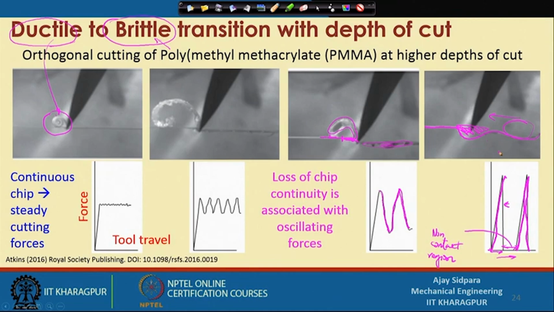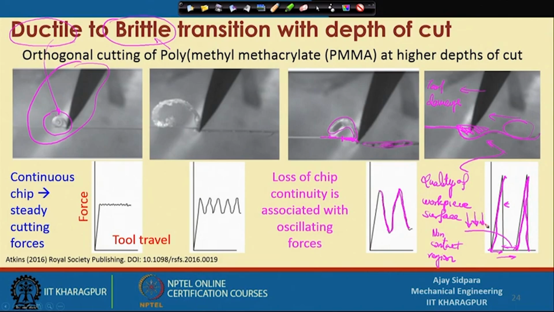Now what is the important thing? When you are cutting a brittle material and your depth of cut is very small, then you are able to remove the material in ductile mode and you can easily get a chip. And if your depth of cut is very large, there are two things happening. One is the tool will get damaged, and another is that your workpiece is also degraded. The quality of the workpiece surface is down.